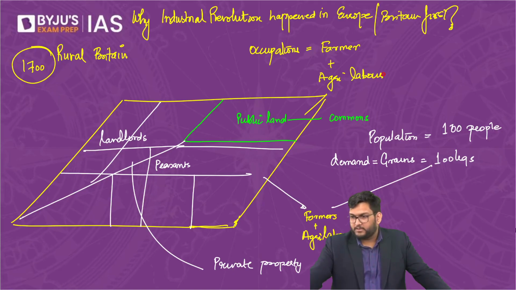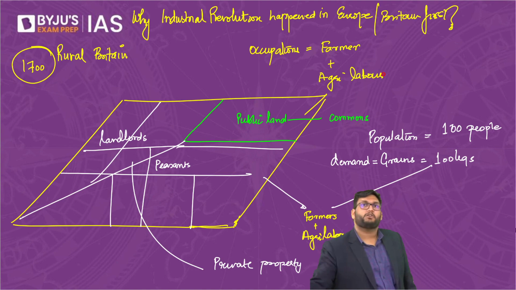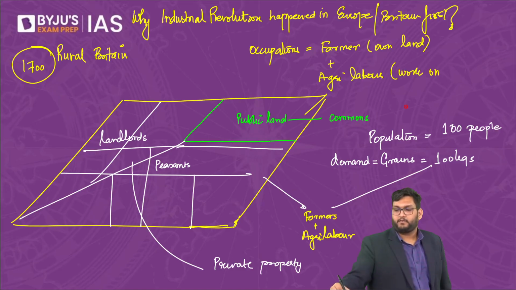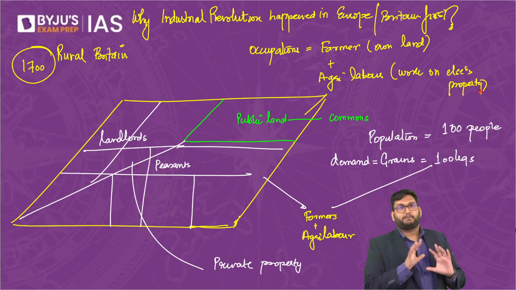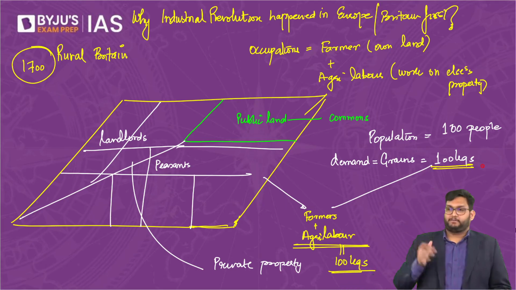Very good. It is the concept of land. One owns land, the other one does not own land. Very good. Perfect. Farmer has his own land, but they work on someone else's land. Now, these farmers and labor are capable of producing 100 kgs, and that is the demand.